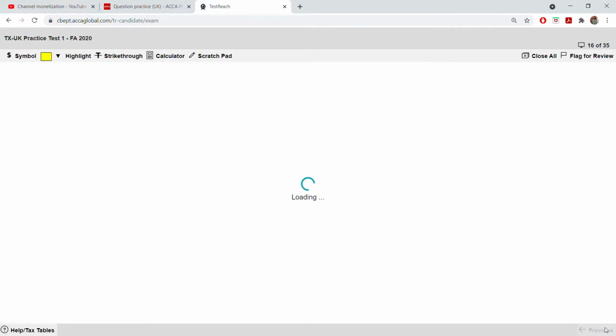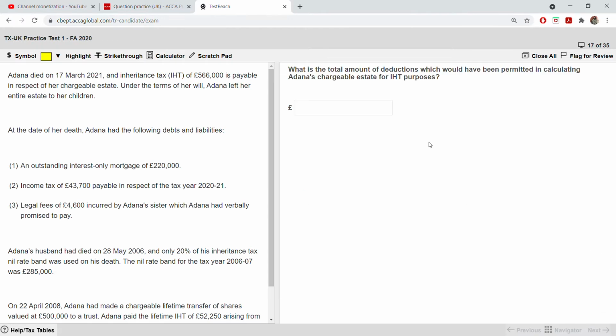Next. So let us read the whole thing. What is the total amount of deductions which would have been permitted in calculating Adana's chargeable estate for IHT purposes? Let us read that: at the date of her death, Adana had the following debts and liabilities. What are they? Outstanding interest-only mortgage, income tax, legal fees incurred by Adana's sister, which she had verbally promised to pay.